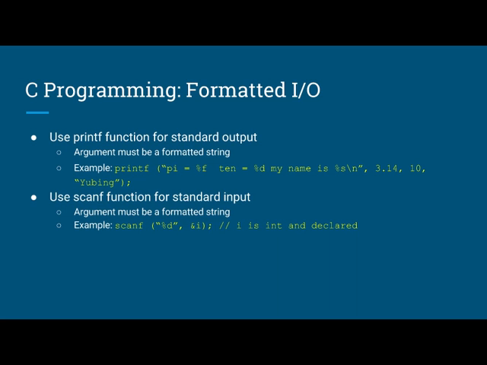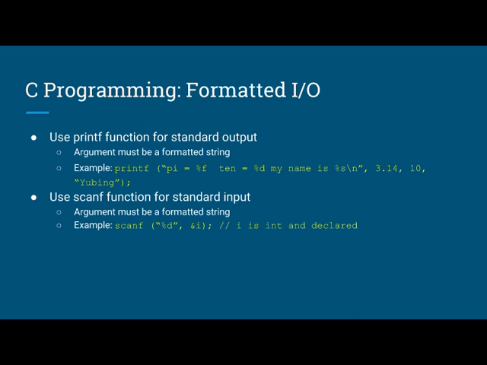The very basic thing is formatted I/O. In C, there is a bunch of I/O, but most of the I/O that we're going to use is formatted I/O. The input and output will be made through the console or the terminal. It's called standard I/O. In standard I/O, the most common functions that we use are printf and scanf. Printf means print format, and the argument must be a formatted string.